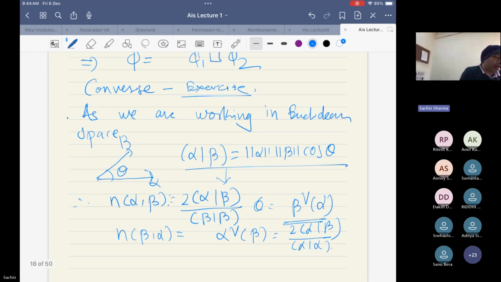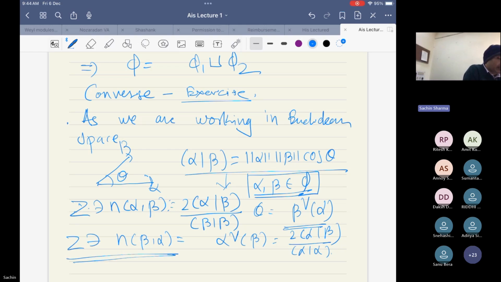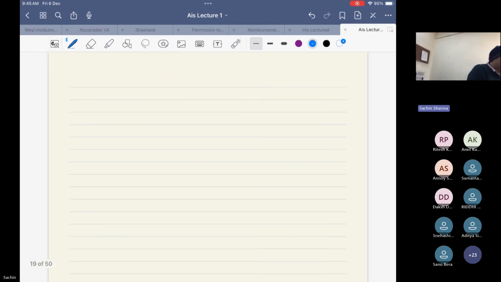Now, what is the more important thing here? This is just an integer, right? This is what our root system gives us. Suppose alpha and beta belong to phi. I should mention here, this is an important thing. Then these both are integers, and this is a very strong condition. Okay. Now suppose we multiply n_alpha,beta with n_beta,alpha.